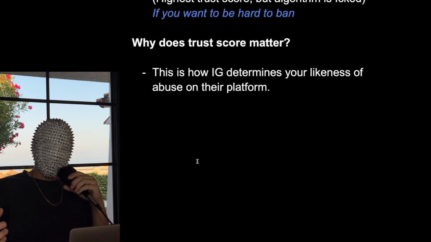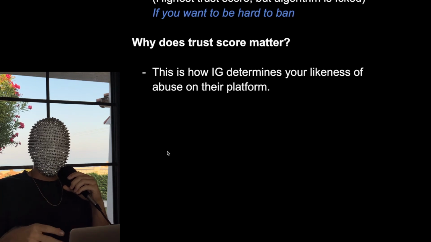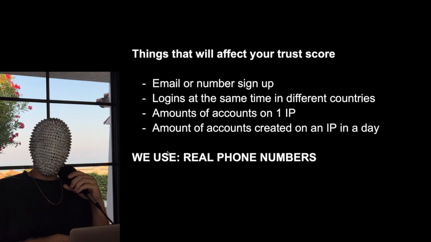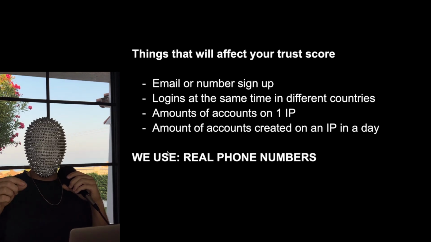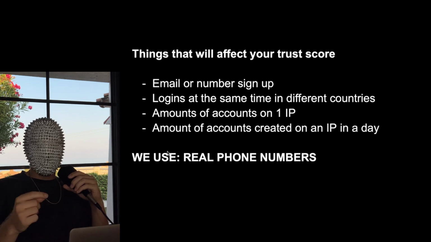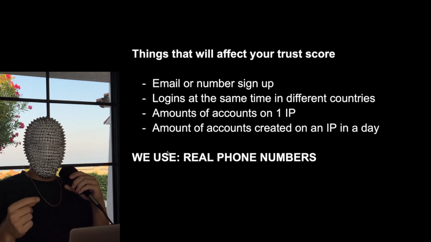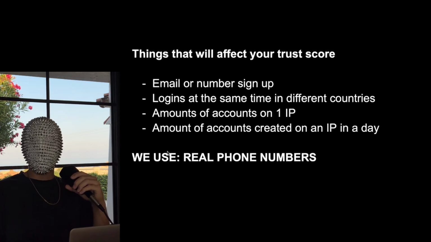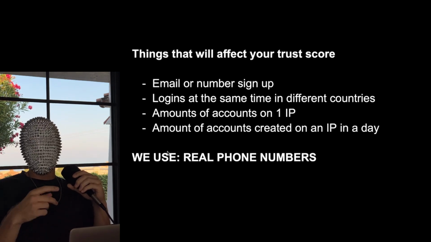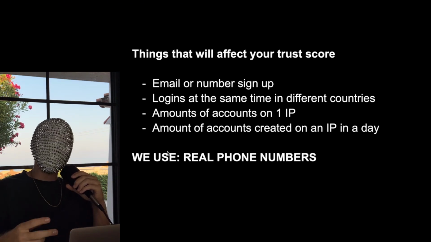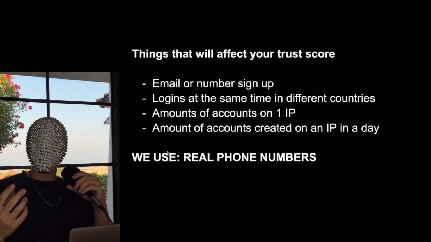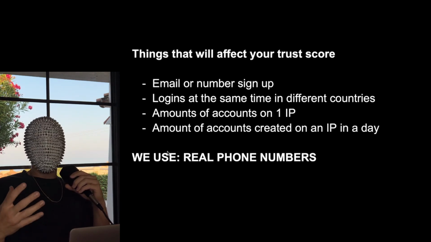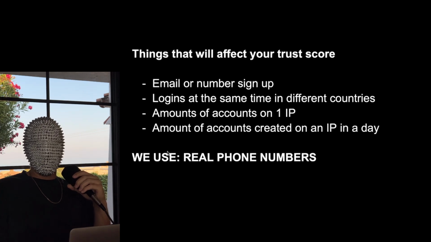So why does trust score matter, right? So this is how IG determines your likeliness of being an Indian scammer or abusing their platform. And so the things that will affect your trust score come down to, are you signing up with an email or a real phone number? Are you having logins at the same time in different countries on the same IG account? The amount of accounts that you're running off of one IP, and the amount of accounts created on an IP in a day. Now, if you were to say create IG accounts on a public Wi-Fi, that's a very bad idea, just because of the actual abuse and spam that's happened on this network before will be affecting you. Bottom line is, we use real phone numbers. You can do whatever you want, but I would recommend real phone numbers.